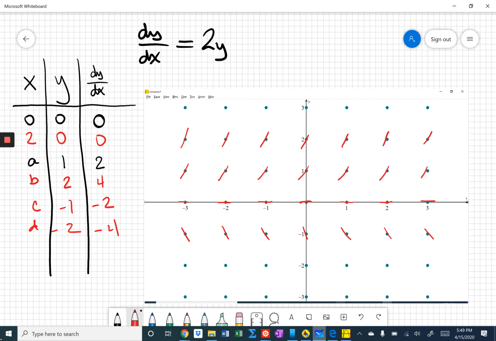We're getting the opposite effect of what we got above, or maybe just a reflection about the x-axis. So it's starting to look like this. And so hopefully your slope field looks like this also.